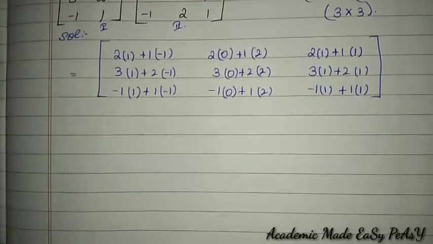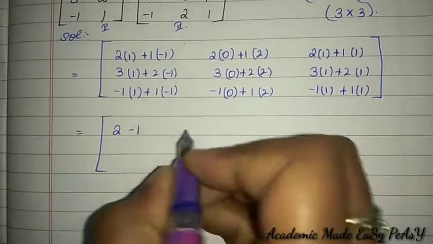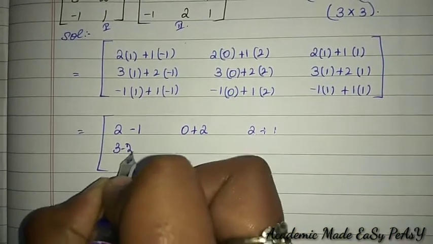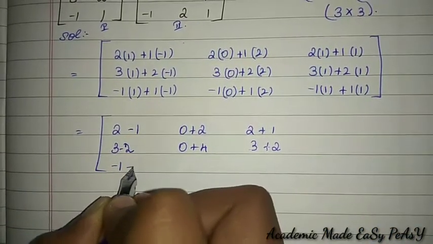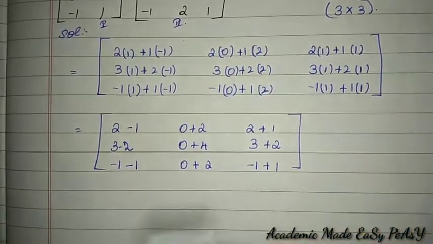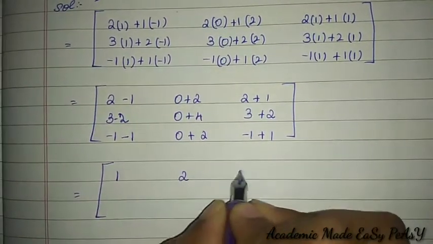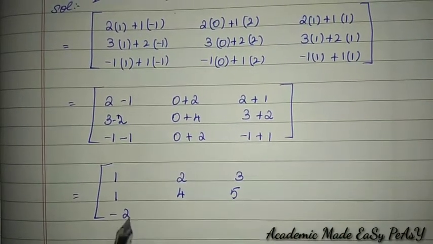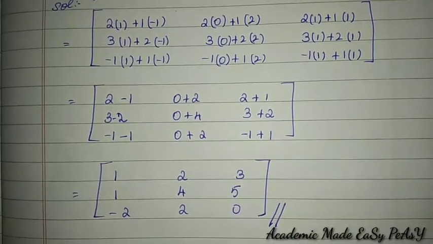So now I will be adding. So 2 minus 1, 0 plus 2, 2 plus 1, 3 minus 2, 0 plus 4, 3 plus 2, minus 1 minus 1, 0 plus 2, minus 1 plus 1. So here I will have 1, 2, 3, 1, 4, 5, minus 2, 2, 0. So therefore this is the required matrix.